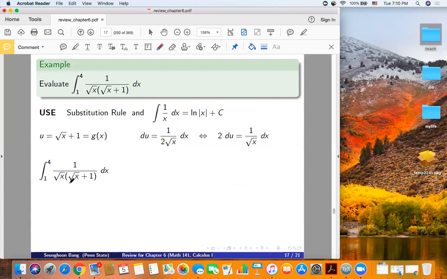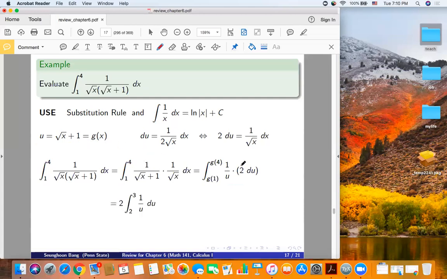This one is just u. The 1 over root x dx is 2 du. You plug in 2 du. Not yet. Split and plug 2u. One more: you can change the lower limit and upper limit by using the relation of u and root x plus 1. So we have g of 1 and g of 4.